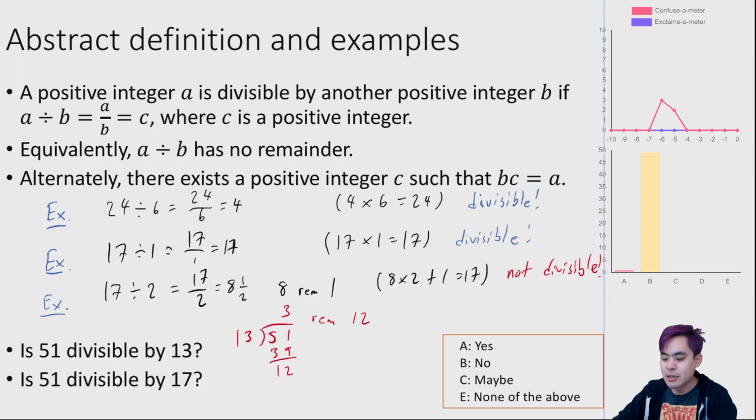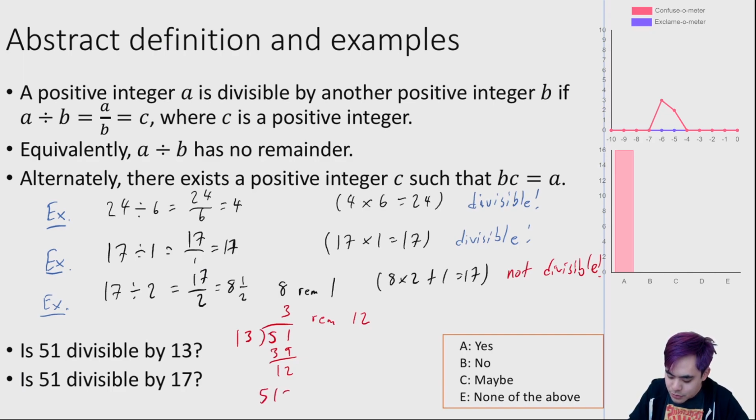What about by 17? So is 51 divisible by 17? Okay, yeah, so people are answering yes, and that is because 51 is equal to 17 times 3. Okay, so it looks like we're all on the same page.